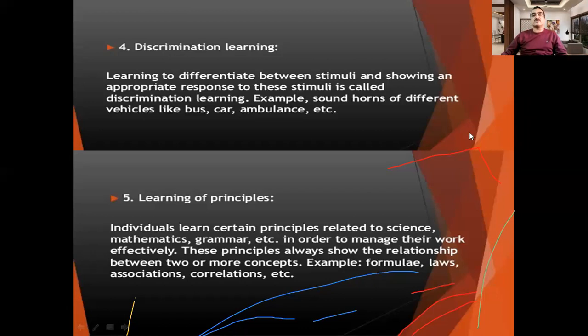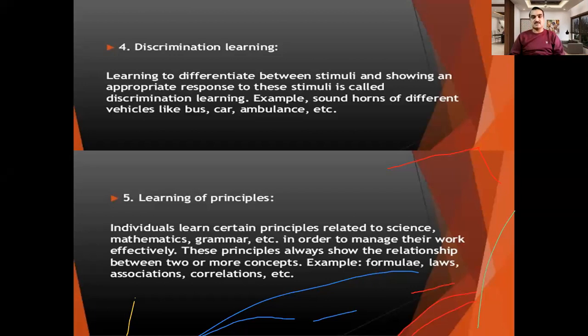Next is learning of principles. Through understanding some principles, we are going to learn something. That is also one of the important types of learning, the fifth type, learning of principles. What does it mean? Individuals learn certain principles related to science, mathematics, grammar, or any subject. In order to manage their work effectively, we must have clear information about this type of learning.